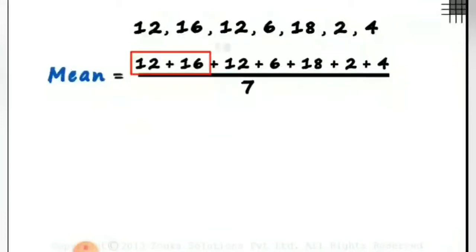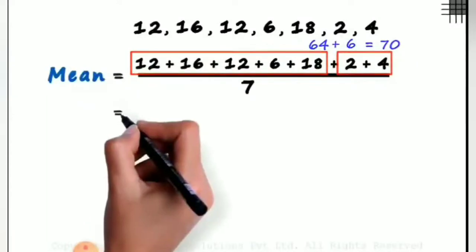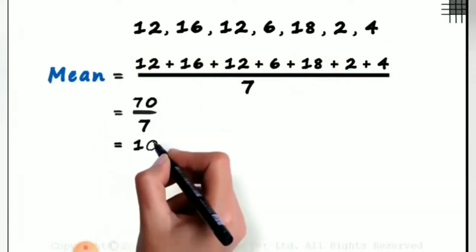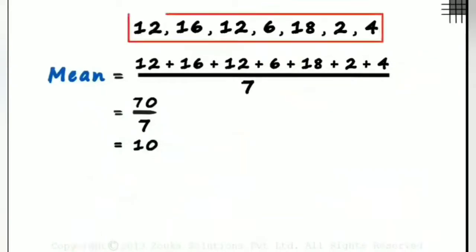12 plus 16 is 28. 28 plus 12 is 40. 40 plus 6 is 46. 46 plus 18 is 64. And 64 plus 6 is 70. So the mean would equal 70 divided by 7. That gives us 10. So the mean of these 7 numbers is 10.